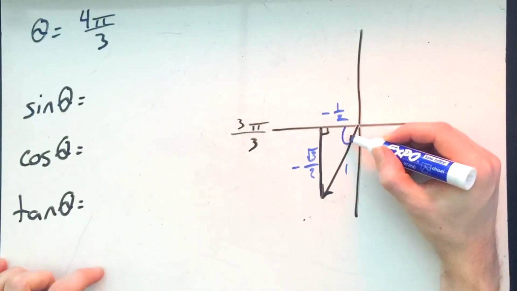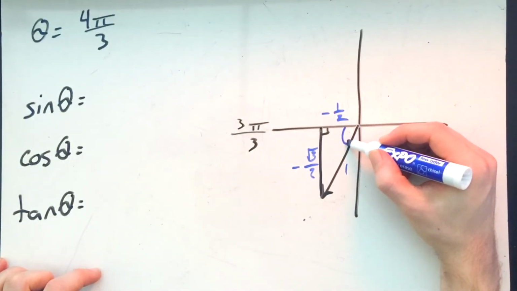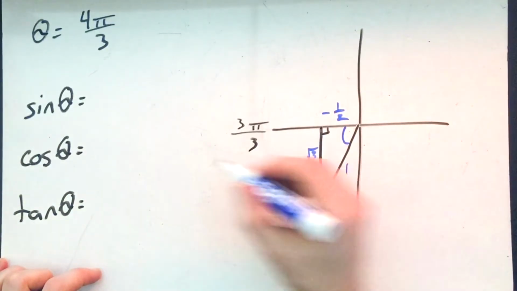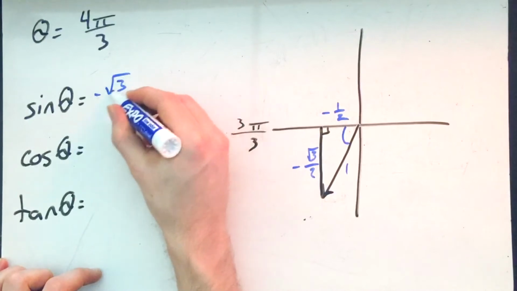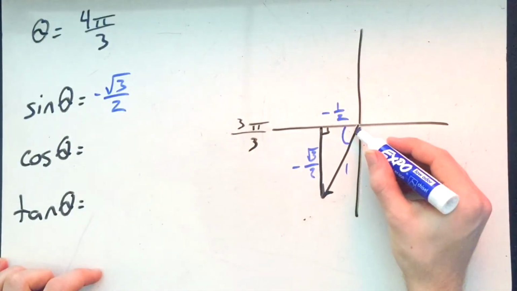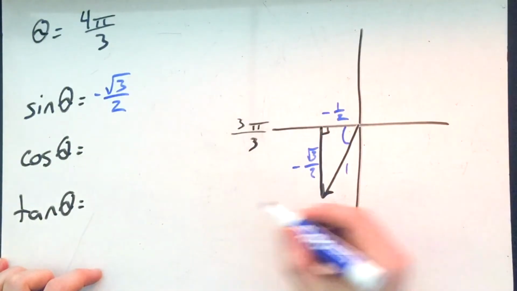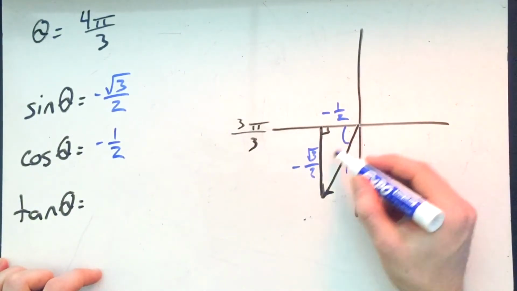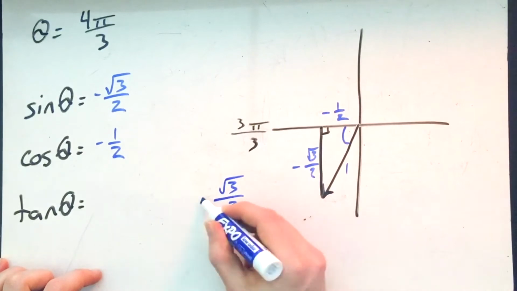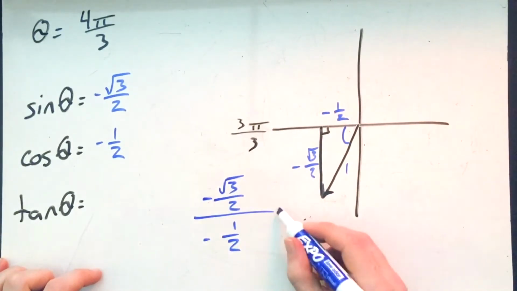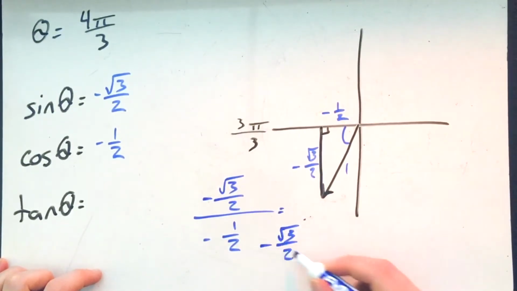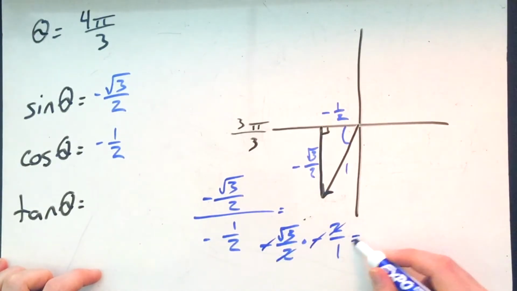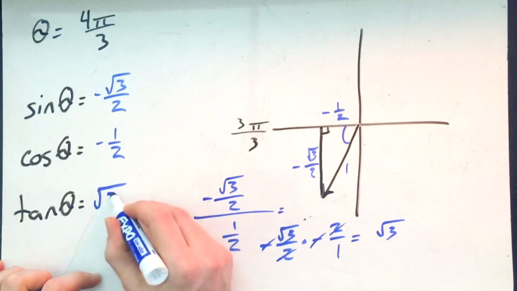All right, so sine of this angle, sine is opposite over hypotenuse. So that would be negative square root of 3 over 2 over 1. And again, we won't write the dividing by 1, so it's just negative square root of 3 over 2. Cosine would be adjacent over hypotenuse, so that would be negative 1/2. And tangent is opposite over adjacent. That would be negative square root of 3 over 2 over negative 1/2. So when I multiply by the reciprocal of the bottom, the 2's cancel, and the negatives cancel. So I'm just left with the square root of 3.